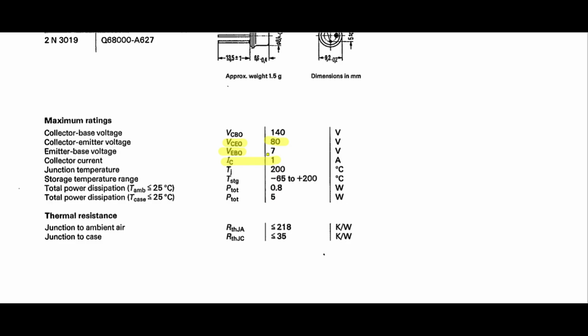When you reverse bias the base emitter diode, you should not apply more than 7 volts. So you cannot have the voltage applied across the transistor in the negative direction more than 7 volts, otherwise it will break the emitter base diode. So junction temperature of 200 degrees centigrade, and you see the R theta junction to ambient 218 and junction to case 35 degree Kelvin per watt.